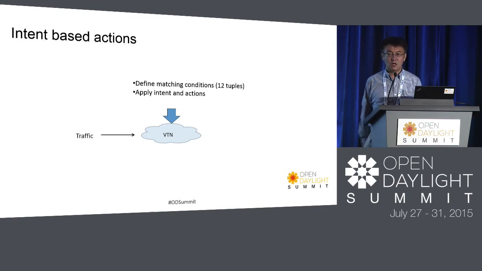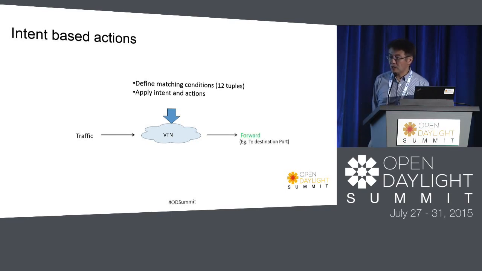Then this combination of the matching condition and the action can be applied to the VTN, or if you want to apply such a policy only to a certain layer 2 domain, you can apply such a policy to the virtual bridge. In this example, if the traffic comes to the VTN, you can define the matching condition action as a forward to the destinations. Or you can drop the packet for the ACL purpose.